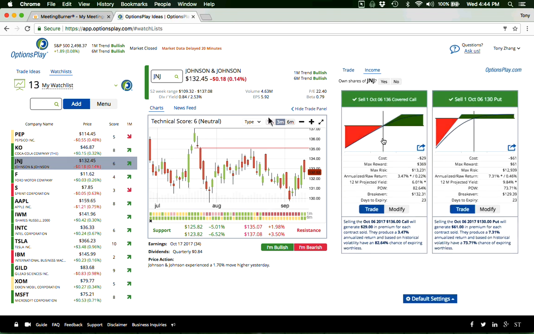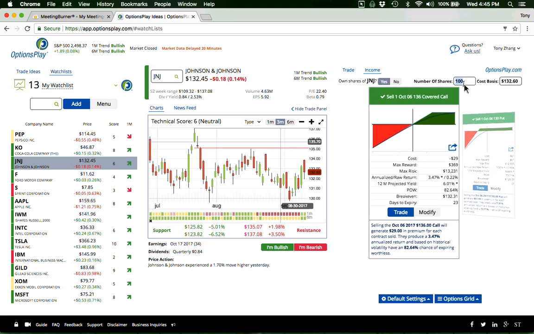Johnson & Johnson, a stock that a lot of you may have in your account. 132.45 is what it's trading at. This is telling me that, let's say I own 200 shares of the stock, I can sell 2 contracts of the October 6, 136 covered calls. So a covered call is about $3.50 out of the money.